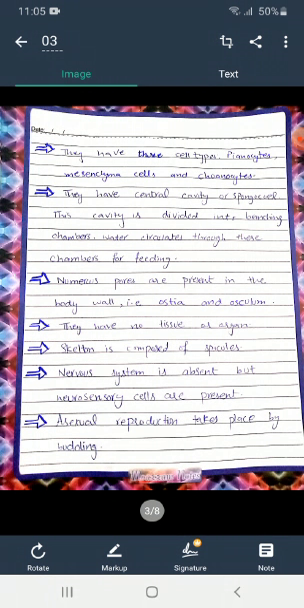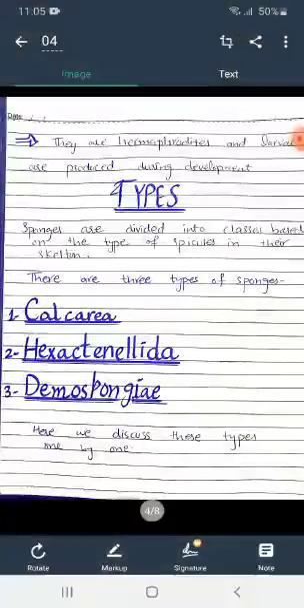They have no tissue or organ. The skeleton is composed of spicules. The nervous system is absent, but neurosensory cells are present. Asexual reproduction takes place by budding. They are hermaphrodites, and larvae are produced during development. Types: sponges are divided into classes based on the types of spicules in their skeleton.